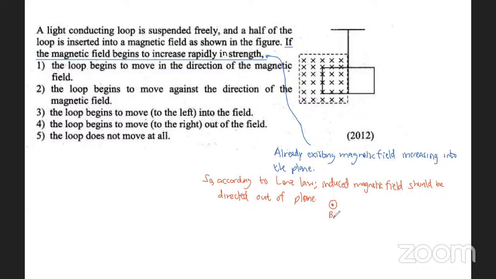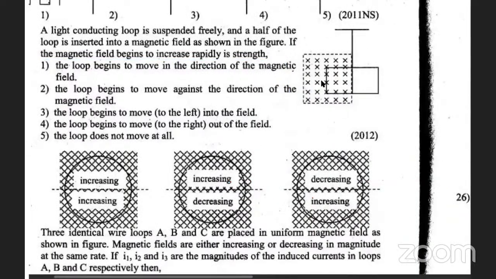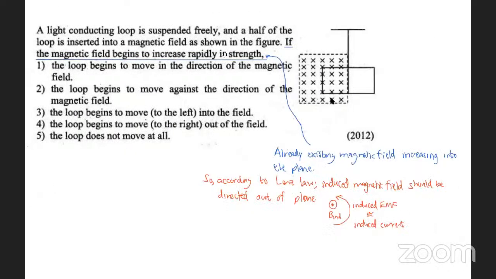B induced. If B is induced that way, what about the current then? According to the right hand corkscrew rule, this will be the induced EMF or induced current. Here current can be induced because it's a complete circuit. And where will we have the current induced? The current will be induced in this part of the loop, and it's going to be counterclockwise. Counterclockwise means the current is going to be induced this way, this way. Okay, people. So there's going to be a current this way.